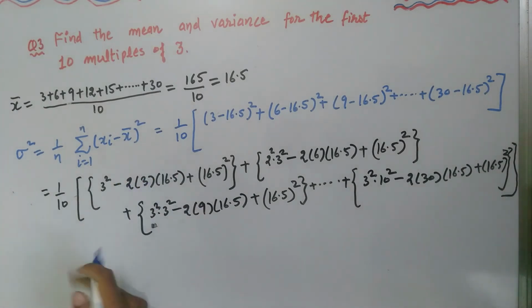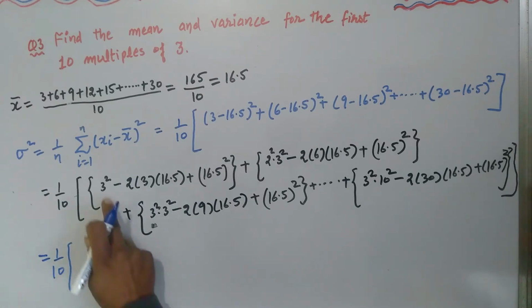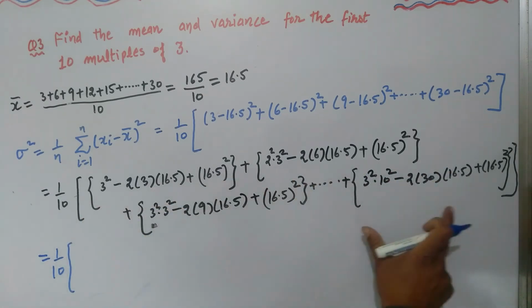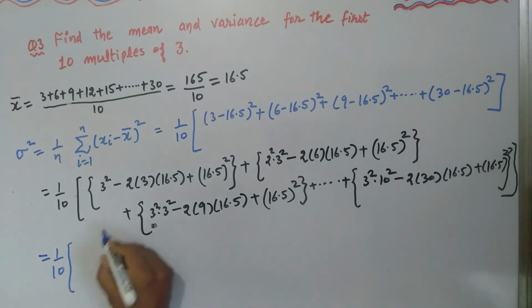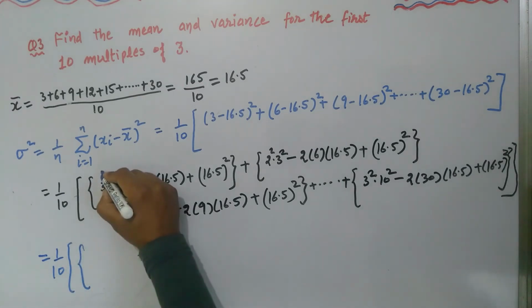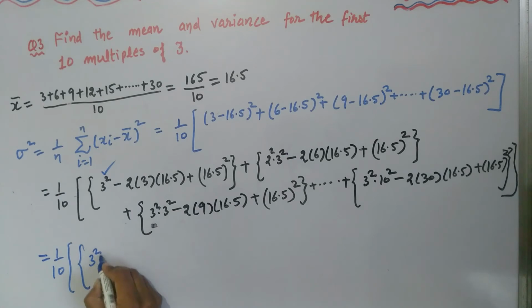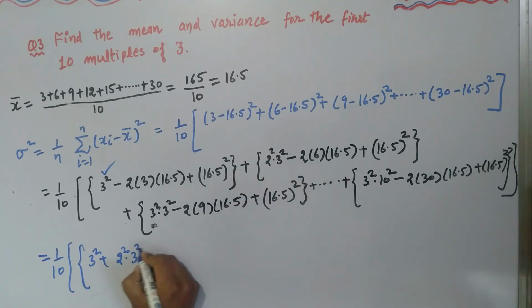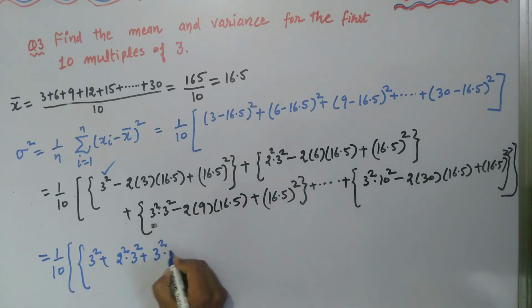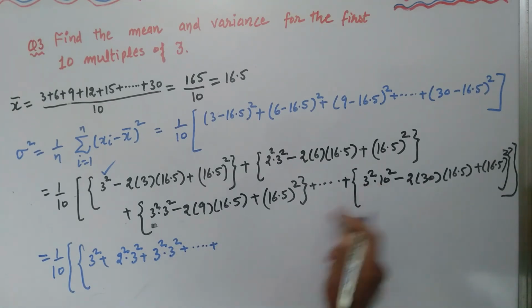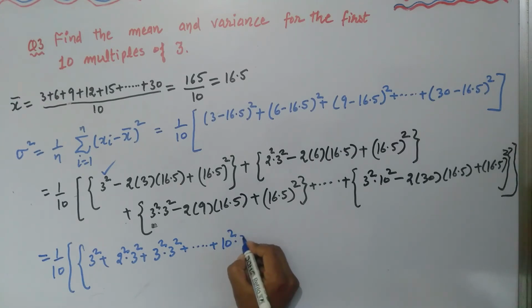Again we do the same process. 1 upon 10 taking outside. All these terms we shall combine within 3 brackets. The first bracket contains only the first terms: 3 square plus 2 square into 3 square plus 3 square into 3 square, plus so on, up to 10 square into 3 square. This is the first bracket.